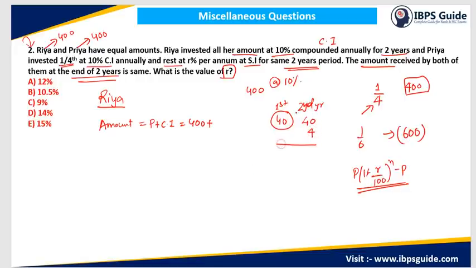So total compound interest will be what? 40 plus 40, 80 plus 4, that is 84. So this is the compound interest for 2 years. But in the second year what happened? You will get the same interest as the first year, but there will be some additional amount.